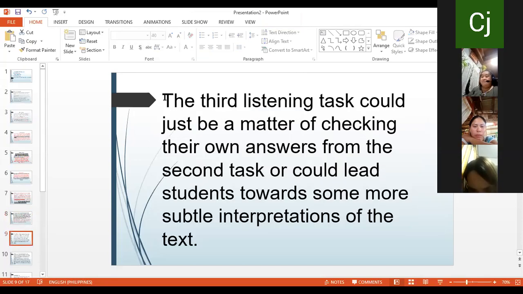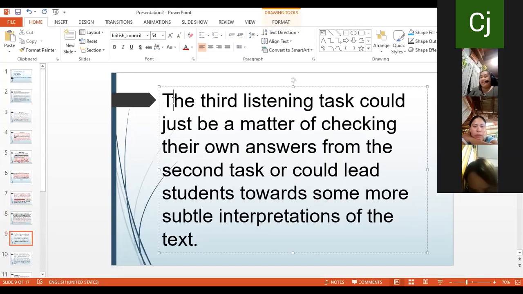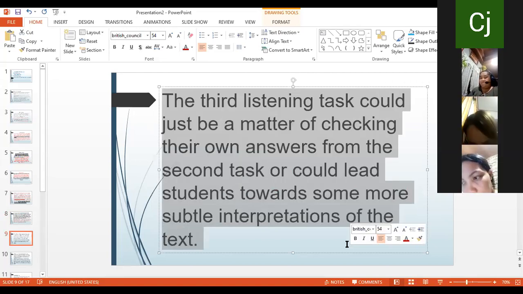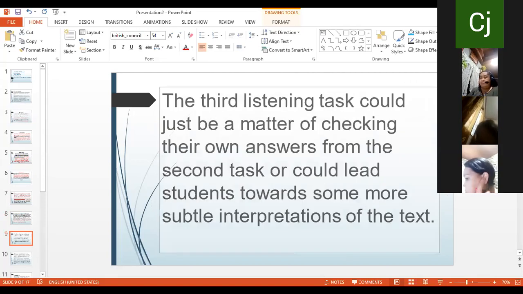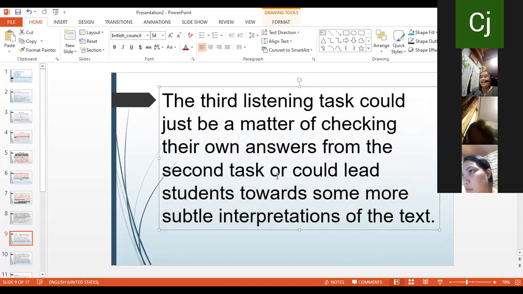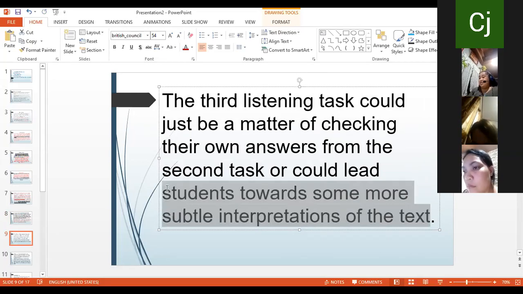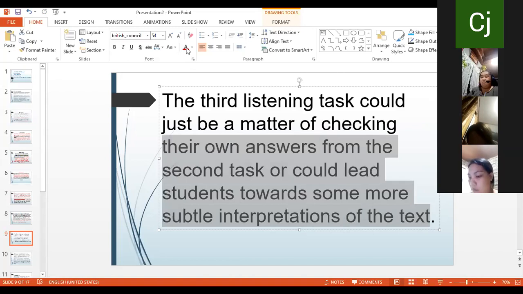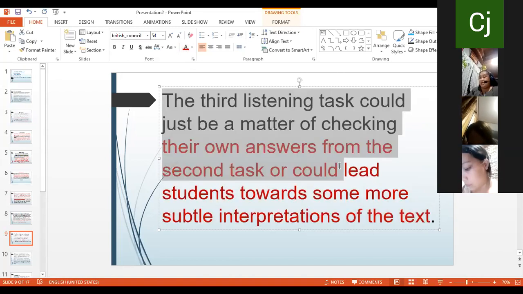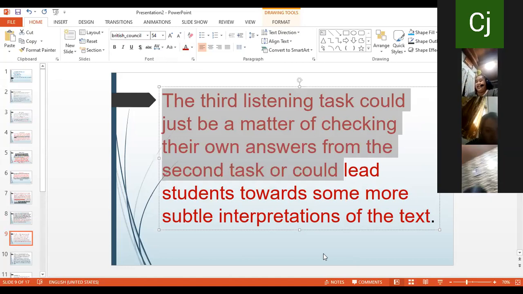Next. The third listening task could be a matter of checking their own answers. This task answers the second task and could be suited towards more subtle interpretation of the text. This means a deeper and greater understanding of the text. For example, on the first listening task, what you will do is just ask, who are the characters there, something like that.